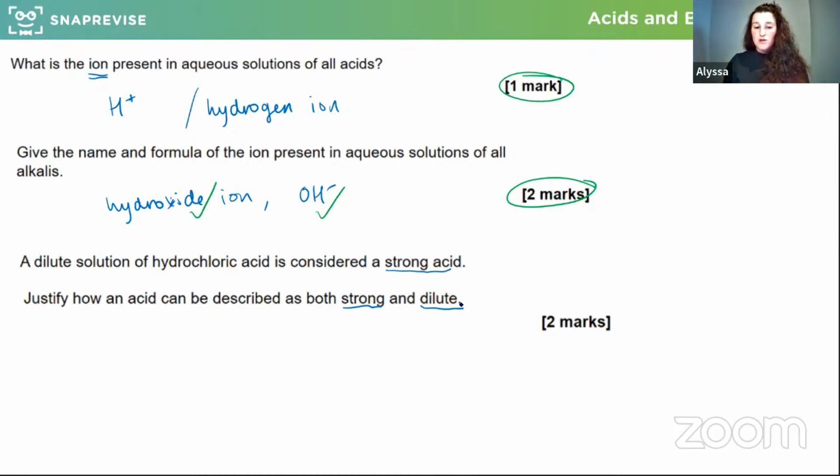One of the things that you get used to once you've done lots of exam questions is understanding what the exam question is asking. This exam question is basically asking us for the definition of strong acid and a definition of dilute acid. That's what it wants, 1 mark each. So justify how an acid can be described as both strong and dilute. Well, if we give the definition of strong and we give the definition of dilute, then we're justifying how it can be both, because we're going to give 2 different definitions. So what are those definitions? What's the definition of a strong acid and what's the definition of a dilute acid?